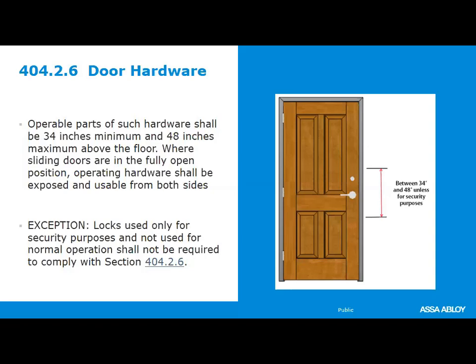There is an exception: locks that are used only for security purposes and not used for normal operation shall not be required to comply with section 404.2.6. For example, you have a deadbolt on the door and it's keyed, and only for security. It will be open when open to the public and usable, and you just use the pull handle to get in. The door is not locked. That lock is for security purposes, and security personnel will lock the door after hours. That can be located at any height.